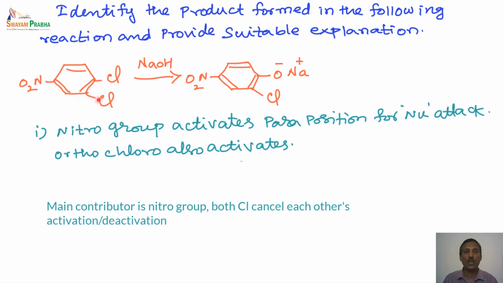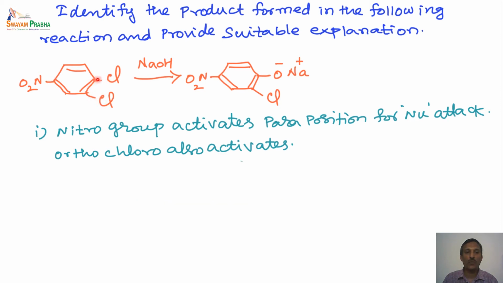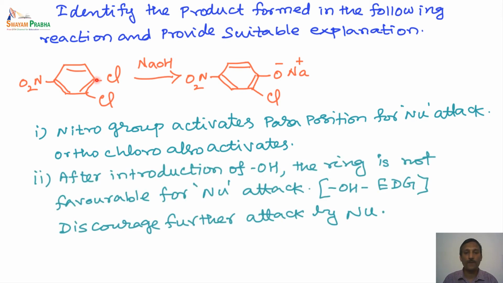So there are two enablers. One is the nitro group which activates its para position, and this halogen activates this carbon by the ortho position. And now the next thing is, if the OH is introduced in the first step, this can in turn activate the nucleophilic substitution on this chlorine.